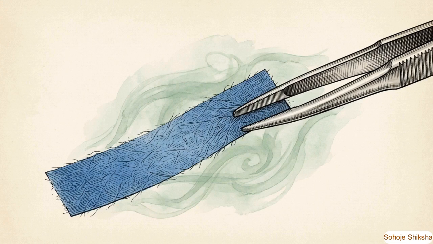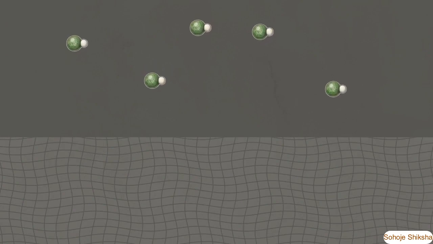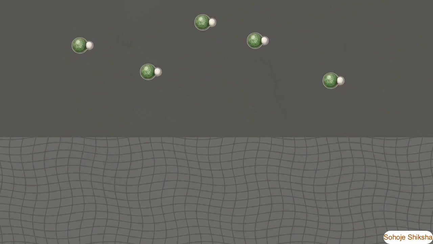paper, the paper remains blue. The gas exhibits no acidic properties. Looking at the molecular view, the hydrogen chloride molecules exist as stable, bonded pairs in their gaseous state. Without water molecules present to interact with them, the hydrogen proton cannot separate to form an ion.